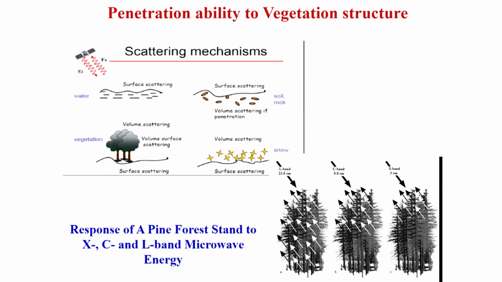And here you can see how the different wavelengths are penetrating. X band, at 3 centimeter level, is able to give you information to some level of the vegetation canopy. As you move towards the L band, it can go to the ground level and give you information on the shrubs and all.